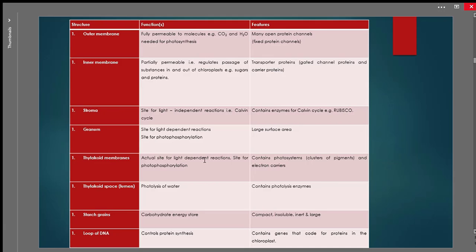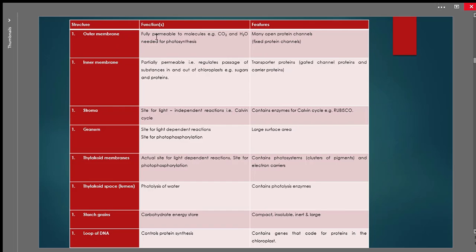Now I want us to look at a summary of each of the structures of the chloroplast and their functions and the features that they possess. I'll start with the outer membrane and the inner membrane, but I want you to understand first that these two differ in one or two ways, and therefore I need to look at them at the same time so that we understand the differences at the same time.